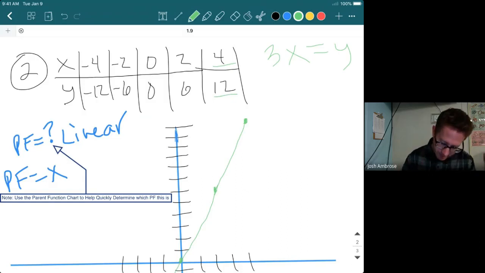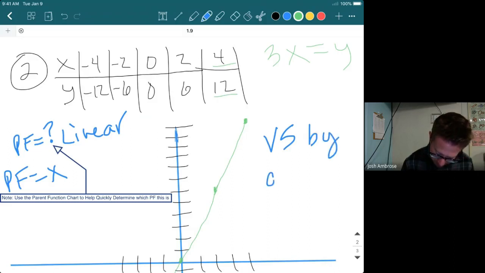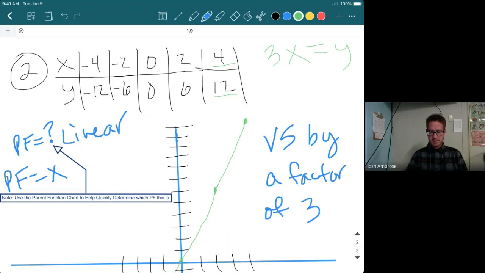And we're going to call this, change the color here, a vertical stretch by a factor of 3. That's what VS is going to mean here. Vertical stretch. Okay? So your answer is that this is linear. The parent function y equals x. And what did we do to it? A vertical stretch by a factor of 3. Okay? That's it. That's what we got, guys.